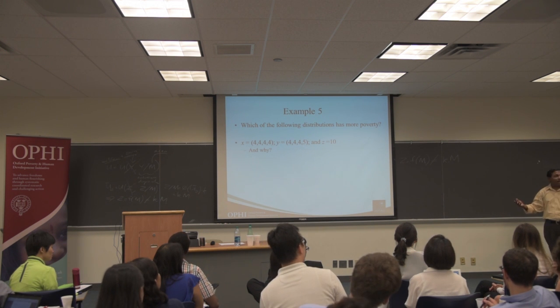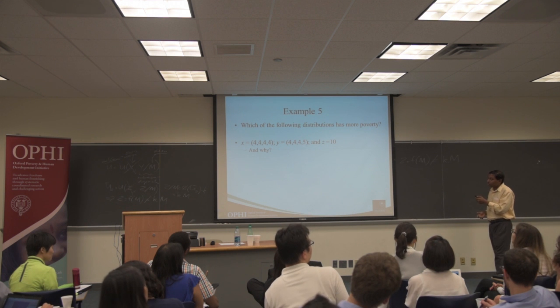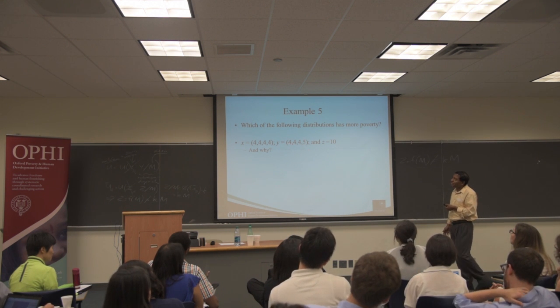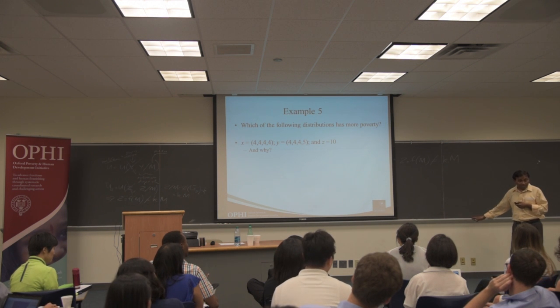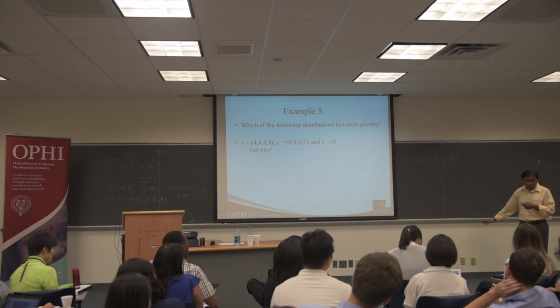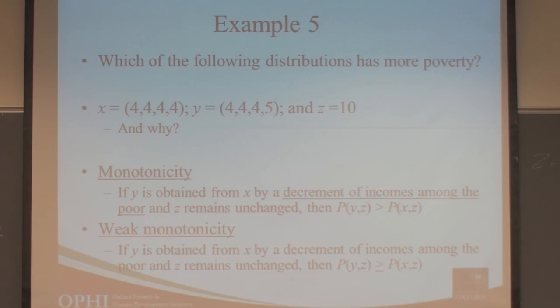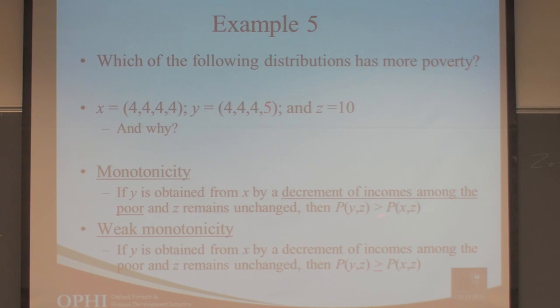So the idea is that if you obtain a distribution from this distribution by a simple increment in the income of a poor person, and everybody else's income remains the same, then your poverty should go down. This is called monotonicity. So monotonicity requires that if y is obtained from x by a decrement in the income of a poor person and z remains unchanged, then poverty should go up. And weak monotonicity requires that you allow for this equality here.